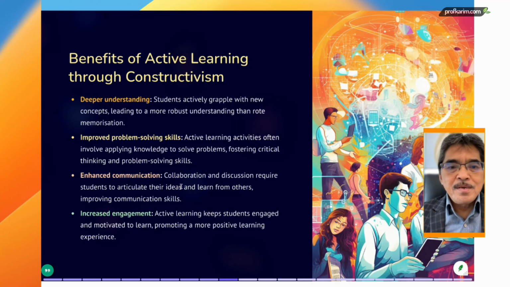Enhanced communication. Because when we do active learning strategies like jigsaw, which is a cooperative learning, even as simple as think, pair, share, that's a type of collaborative learning. We get students to discuss, argue, exchange their views. Sometimes there's a conflict, so they try to reach an agreement, agree to agree or agree to disagree. So these are all the communication that's taking place. One of the three C's: connection, communication, community. So enhanced communication, collaboration, and discussion requires students to articulate their ideas and learn from others, improving communication skills.